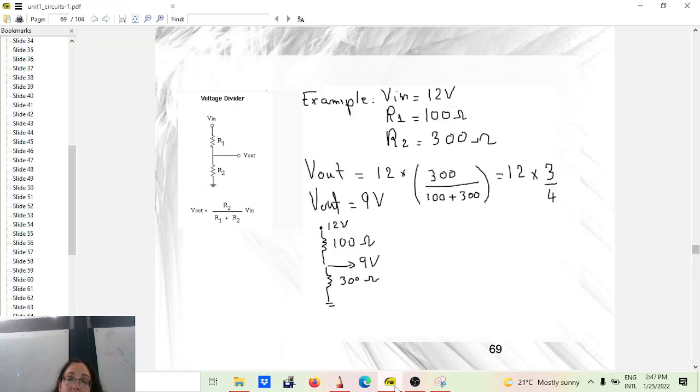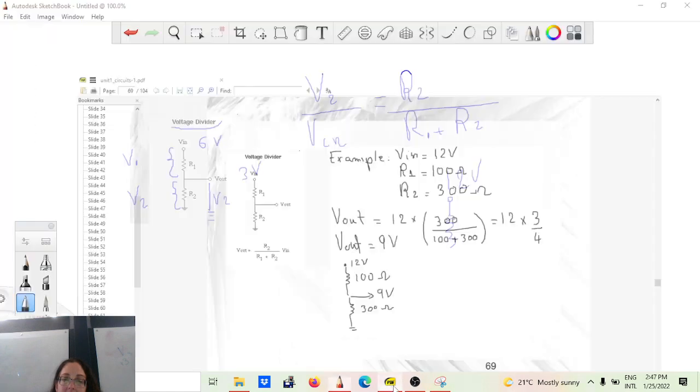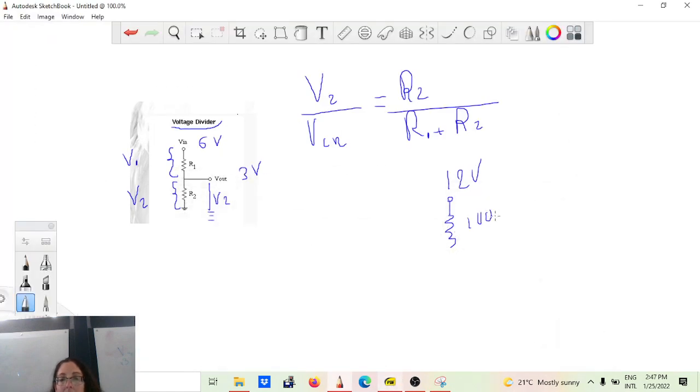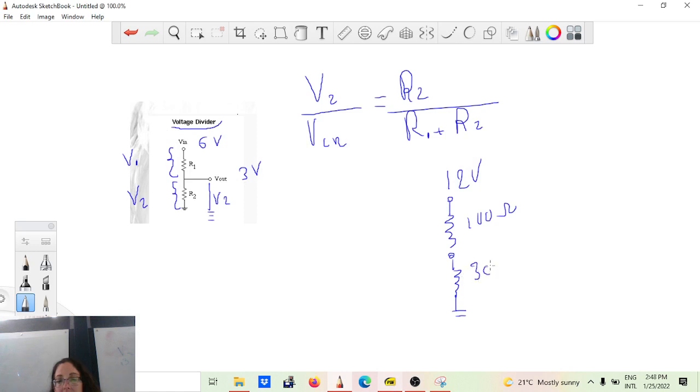So let's try to do an example. 12 volt, so let's take an example. So we have 12 volt here. And let's say R1 is 100 ohms. And R2 is 300 ohms.